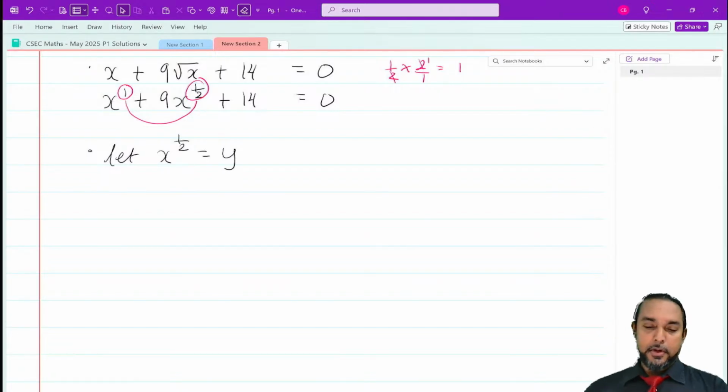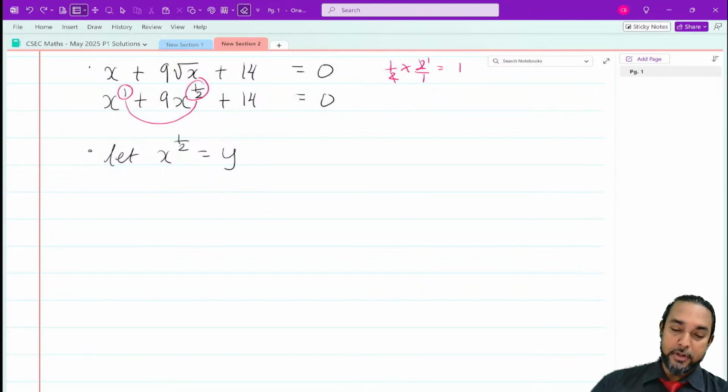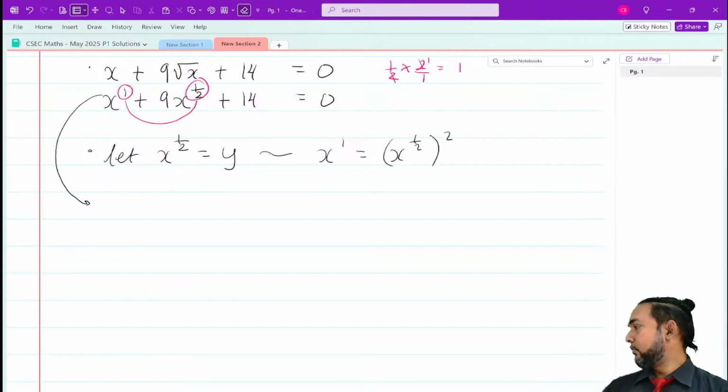Cool. Okay. Sorry, yeah, so we're going to let x to the half equal y. Now, why would we do that? Well, that's because we could then rewrite this equation like this, right? Now, what it also means is that x to the power 1 is equal to x to the power of a half, to the power 2.